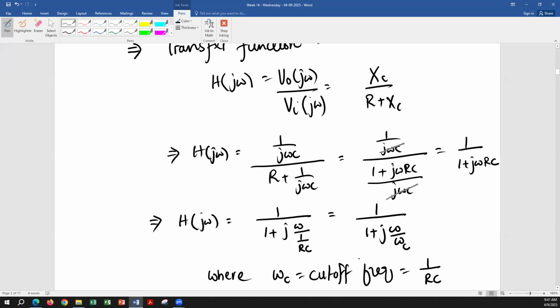And again, omega, remember, it's radian per second. So if the cutoff frequency is given in hertz, then you can calculate the corresponding frequency in radian per second: 2 pi fc. Or if it is given in radian per second, then you can calculate the corresponding cutoff frequency in hertz by dividing omega c by 2 pi. So don't forget the relationship between radian per second and hertz. Omega is equal to 2 pi times f.